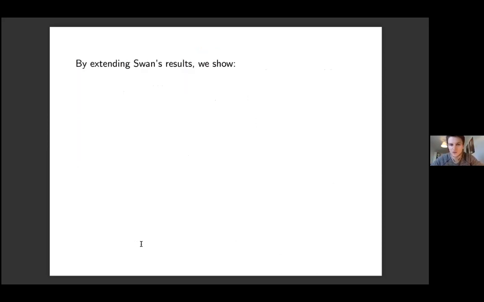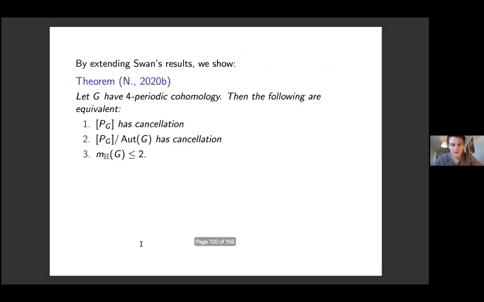And so what are my main algebraic results? By extending Swan's results, I managed to show the following. The first theorem is, if G has 4 periodic cohomology, then the following are equivalent. The first is that PG has cancellation, the class of the projective module PG. The second one is that it has cancellation when you quotient by the action. So this is kind of a nice thing. The action sort of doesn't matter when it comes to cancellation, even though the action is non-trivial, you can show. And this occurs if and only if you have at most 2 quaternionic representations in the group.